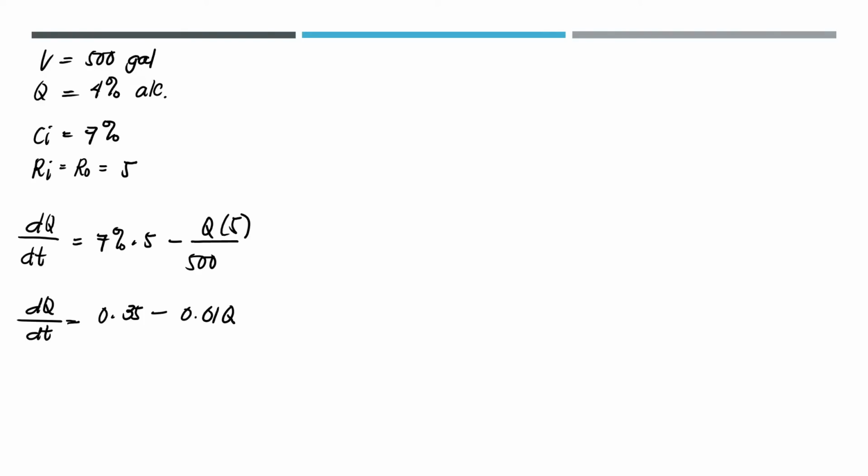Kanina, meron tayo similar, kasi halos yung first ata na sinolve natin. Kung kanina gumamit tayo ng linear, dito gamit tayo ng variables separable, para lang makita ninyo na kahit pwede siyang i-transform sa linear, pwede ko pa rin siyang i-solve using variables separable kung trip ninyo. So, we have dQ over 0.35 minus 0.01 Q, which is equivalent to dt.